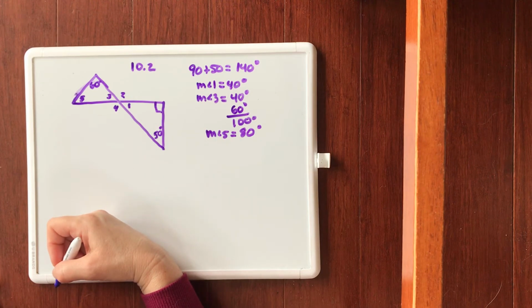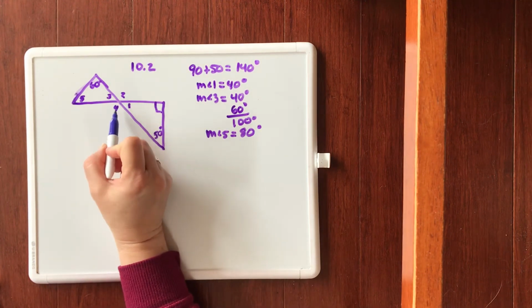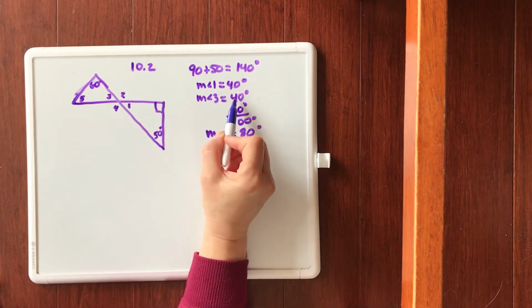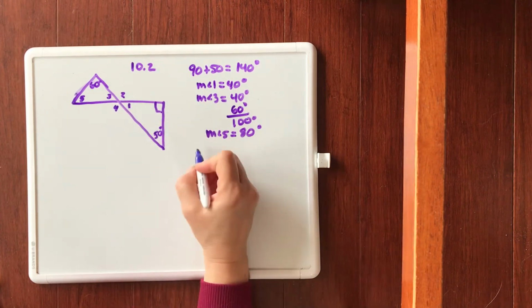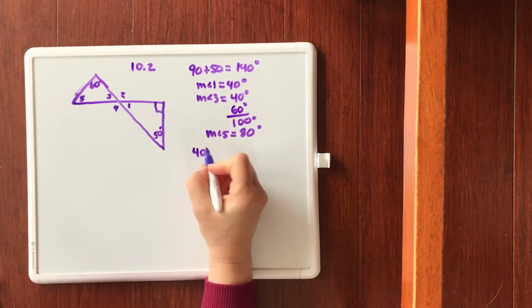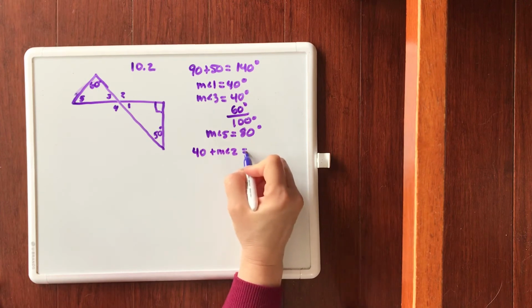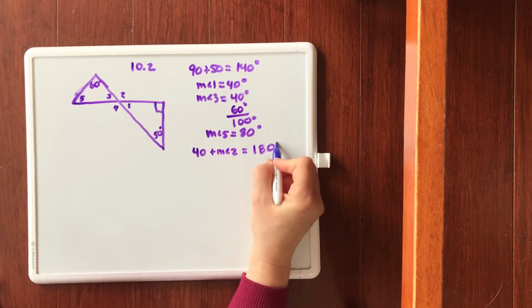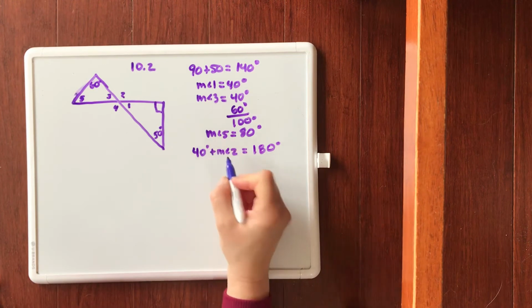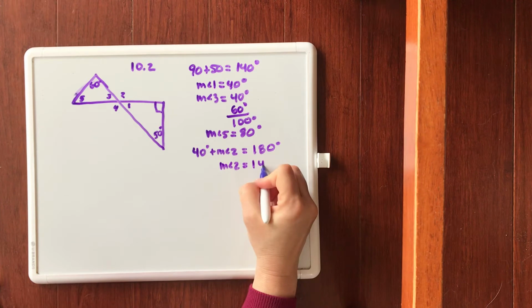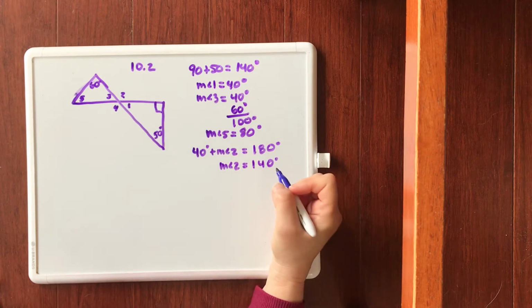Okay, we have two more we haven't done yet. 2 and 4. But look at this right here. These are supplementary angles. So 3 is 40, we said. So 40 degrees for angle 3 plus the measure of angle 2 equals 180 degrees. Okay, so we're going to solve for measure of angle 2 by subtracting 40, and we get 140. Okay, so measure of angle 2 is 140 degrees.